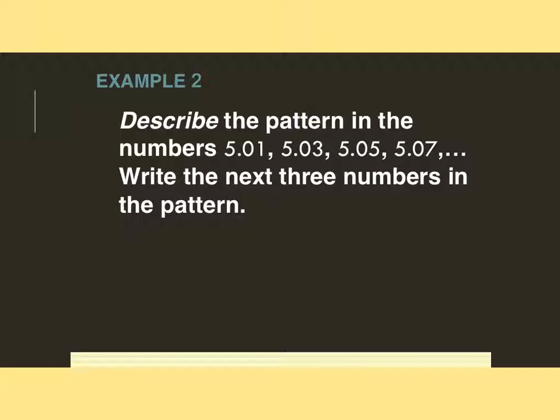If I go to example 2, it says describe the pattern in the numbers. 5.01, 5.03, 5.05, 5.07. What's happening? Good. I'm adding 0.02 to each number. So what would be the next 3 numbers after 5.07? 5.09, 5.11, 5.13. Good. Questions on those?